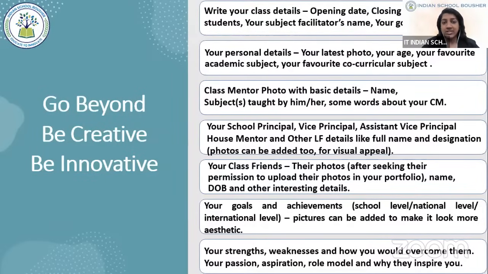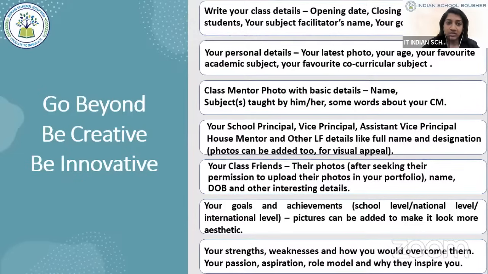You can include your personal details like your latest photo, your age, your favorite academic subject, your favorite co-curricular subject. You can include your class mentor's name, photo with the basic details, your school principal, vice principal, assistant vice principal, house mentor, and other learning facilitator details. Your class friends, you can include their pictures too. You can add their date of birth. However, it is always advisable and important to seek their permission before using their photos to upload in your digital portfolio. You can also include your goals and achievements which you have achieved at the class level.